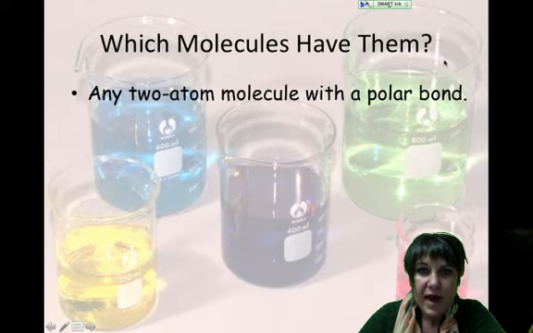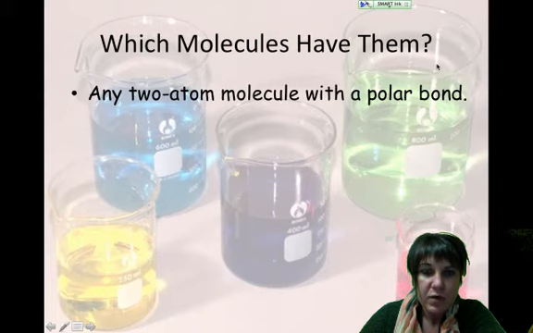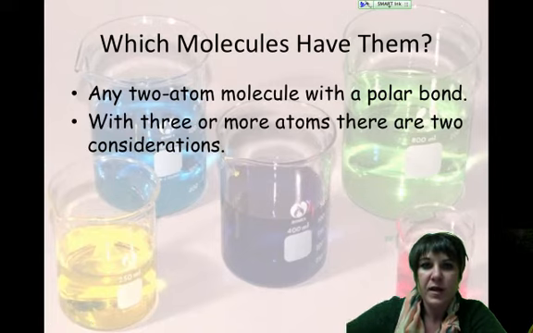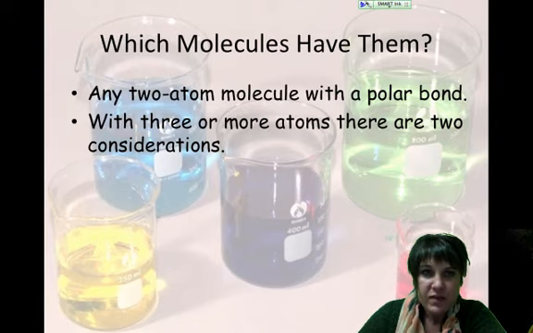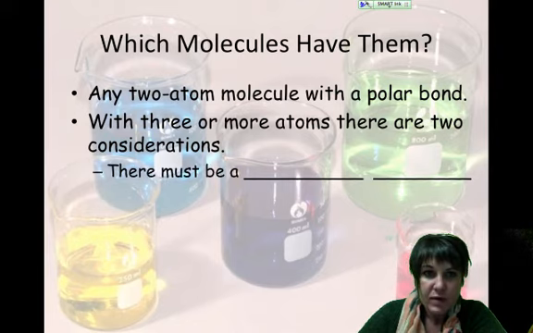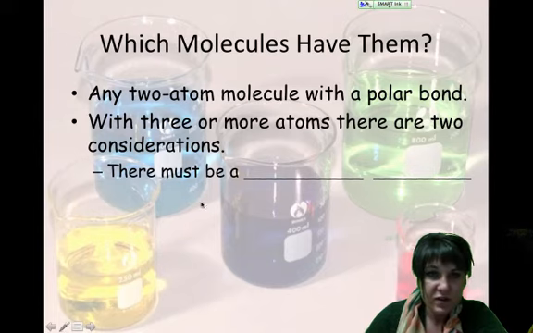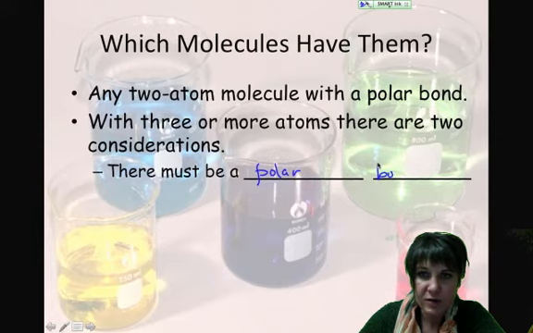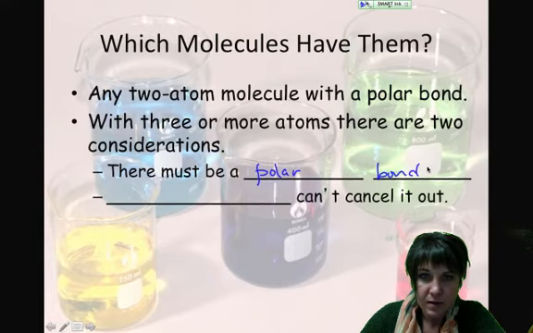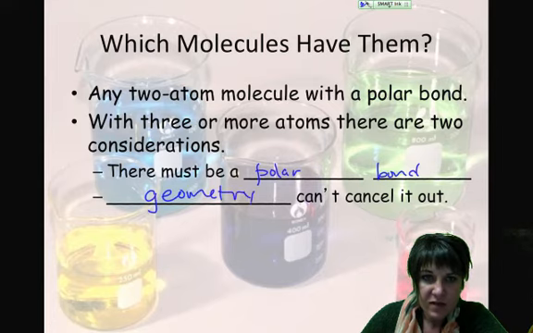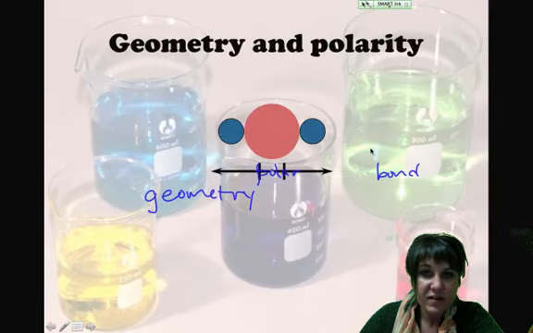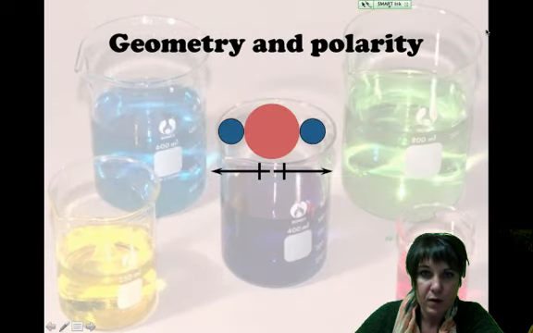Any two atom molecule with a polar bond will have a dipole moment. It just will, because a two atom molecule lines up in a linear form. If you have three or more atoms, then we have to look at our two considerations. There must be a polar bond. And do you remember the other one? It's about geometry. The geometry can't cancel out those polar bonds, those dipole moments. They all have to stay intact or it won't be a polar molecule at all.